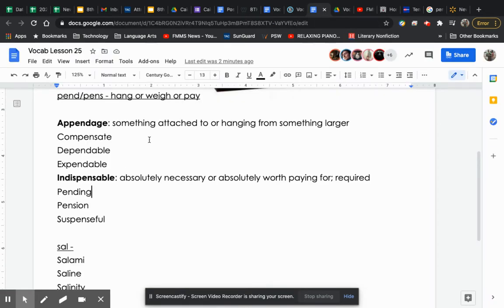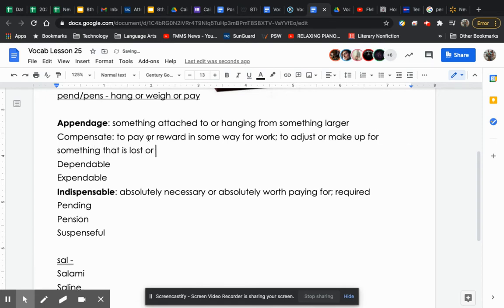The word compensate means to pay or reward in some way for work. Or it means to adjust or make up for something that is lost or taken away.